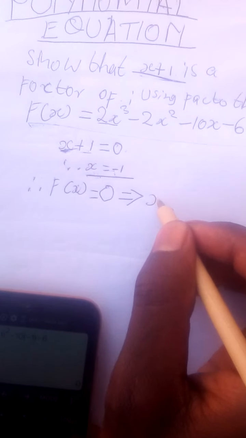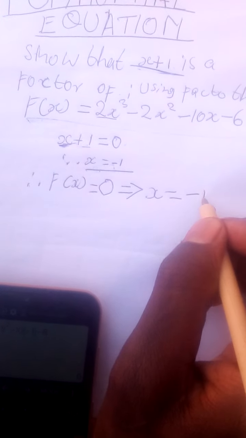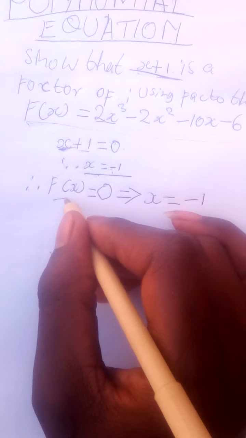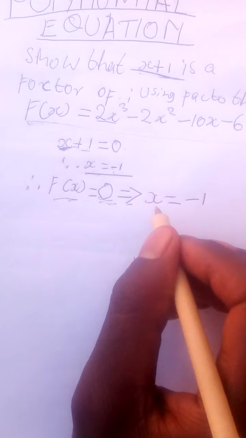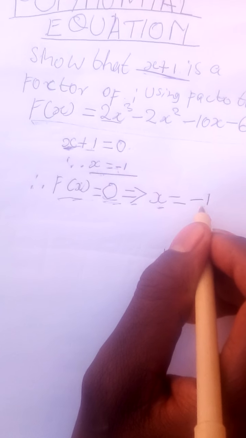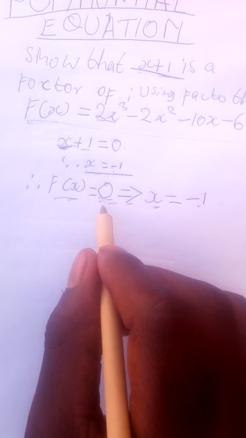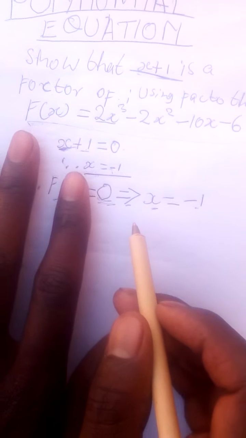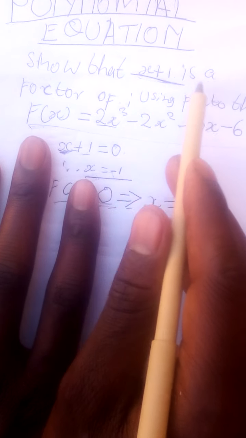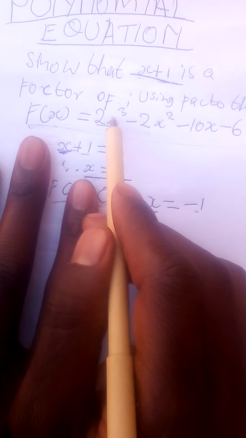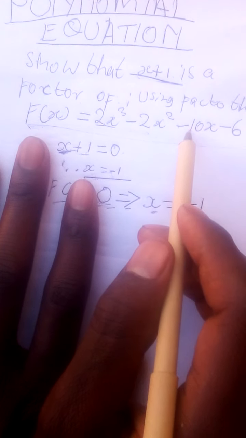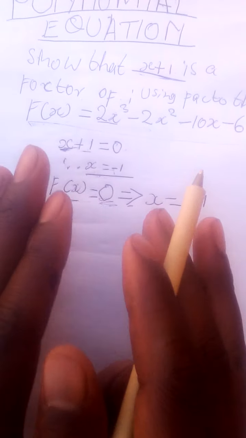Then therefore we are sure that f of x is equal to 0 only if x is equal to -1. That is where our f of x is equal to 0, only if x is equal to -1. Then we are sure that x plus 1 is a factor of this equation of 2x cubed minus 2x squared minus 10x minus 6. We are sure about that.